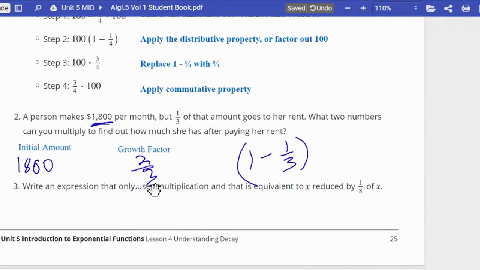Number 3, write an expression that only uses multiplication, and that is equivalent to x reduced by 1/8 of x. Okay, so again, we're going to multiply our initial amount and our growth factor. So our initial amount in this case is x, and then multiply by our growth factor, which in this case is going to be 7/8. And again, we get that by taking 1 minus the amount that it's reduced by, which is 1/8, and we're left with 7/8.